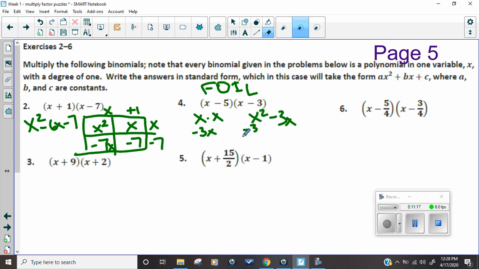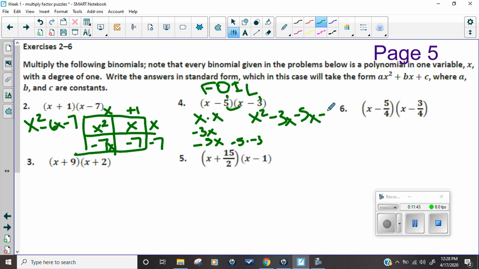The next terms are inner, and outer and inner could be switched because you just need them in the middle. The inner terms are inside the parentheses, negative 5 and x, negative 5x. And last are these numbers that don't have an x, negative 5 and negative 3, which is negative 15. So you have this, but you need to simplify it because it's a quadratic, so these x's should be combined in the middle. Your final answer should be x squared minus 8x minus 15.